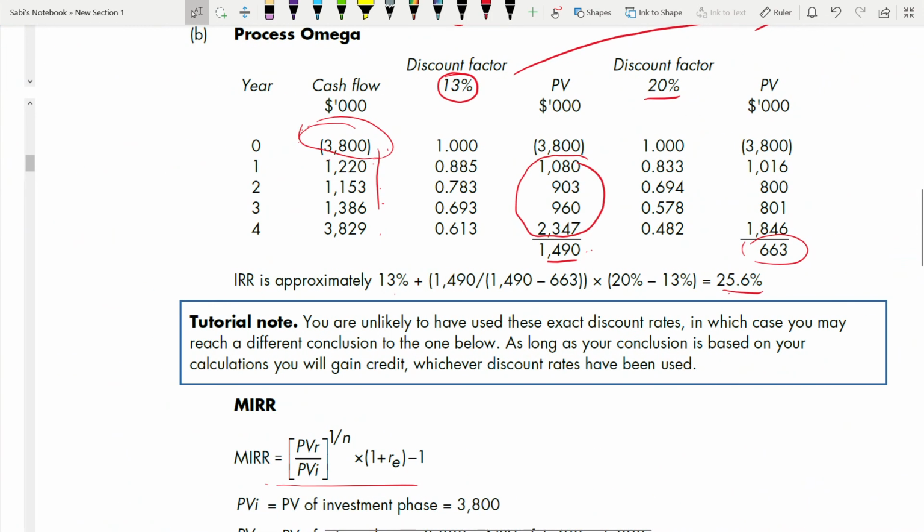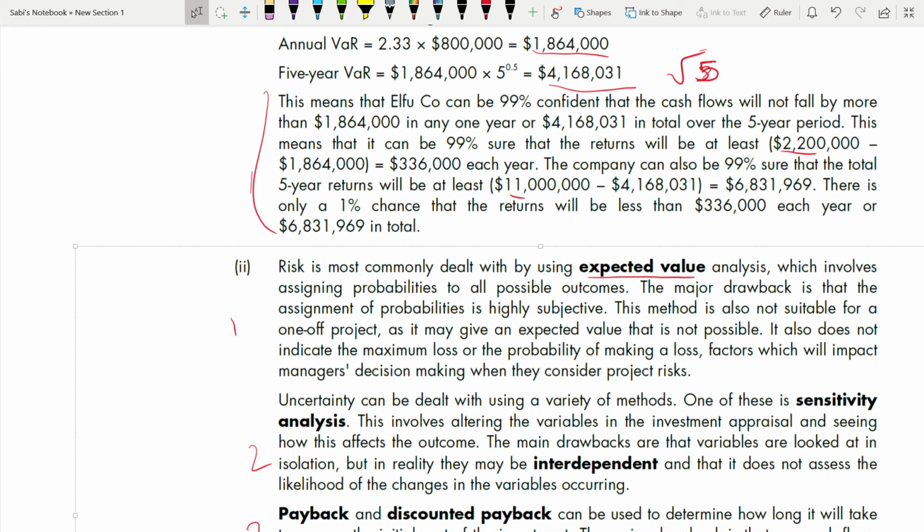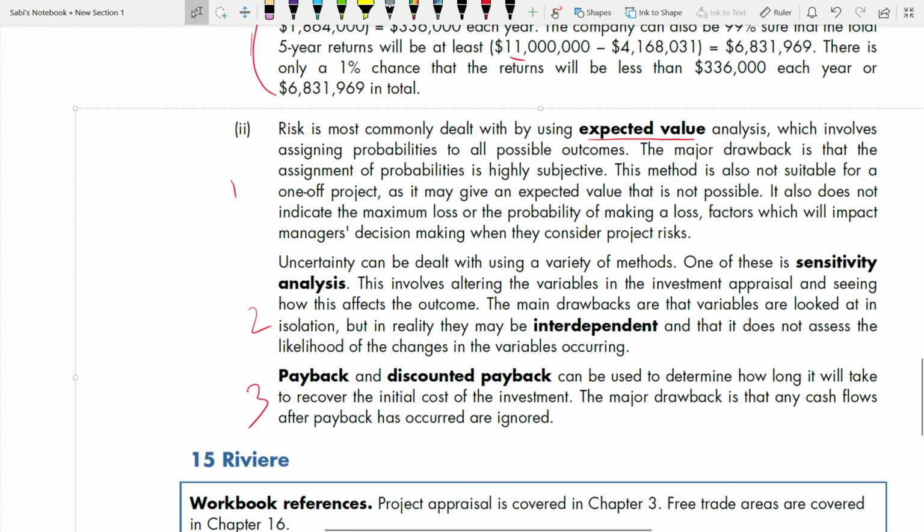Don't forget about that, risk and uncertainty, and don't keep on talking about risk or uncertainty. You need to balance both and you need to talk. You are getting 5 marks. So uncertainty can be dealt with. One of these is sensitivity analysis. So this is the second one, which deals with uncertainty.